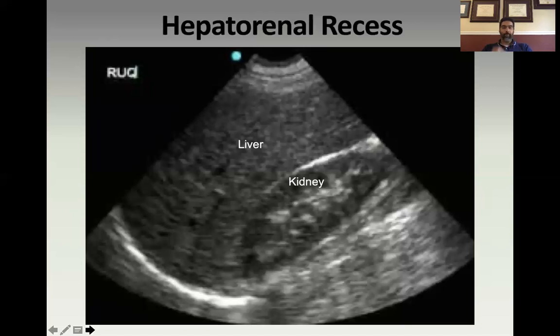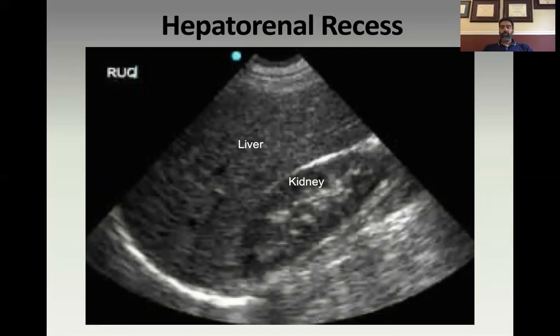We'll start by looking at some normal views. Here's a normal hepatorenal space. What you have here is the liver. You can see the diaphragm here, and this is your right kidney. This potential space between the liver and kidney is your hepatorenal space, also known as Morrison's pouch. This is the most dependent region of the peritoneum in the supine patient.